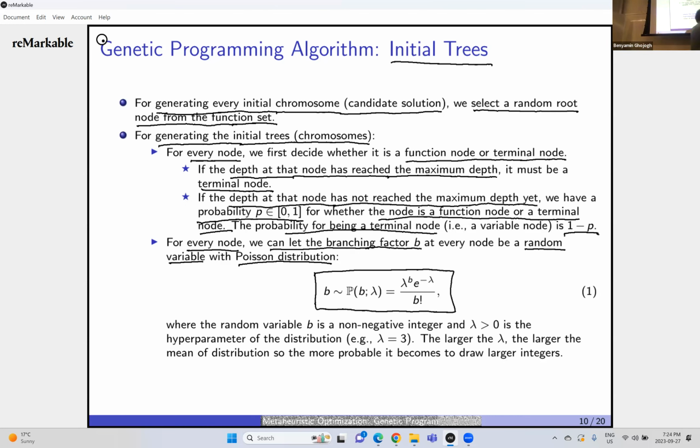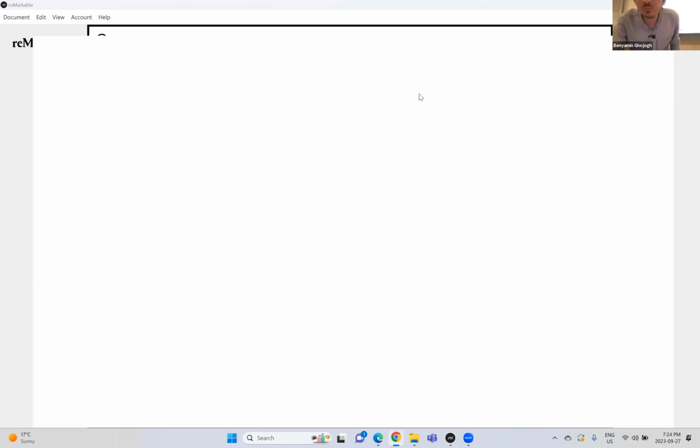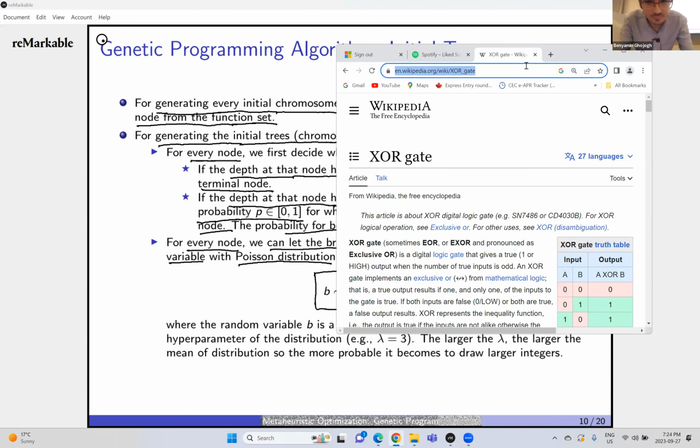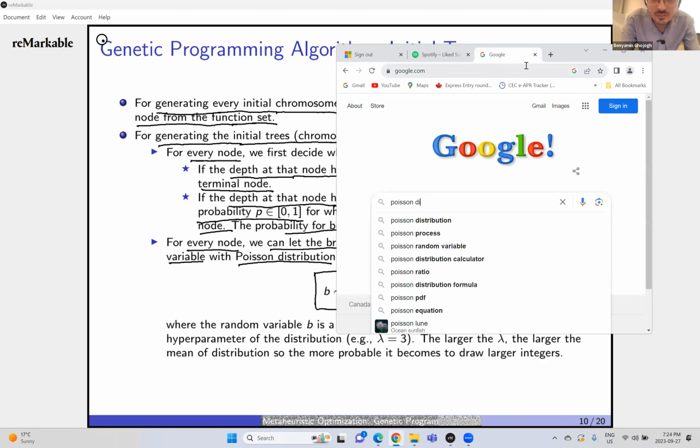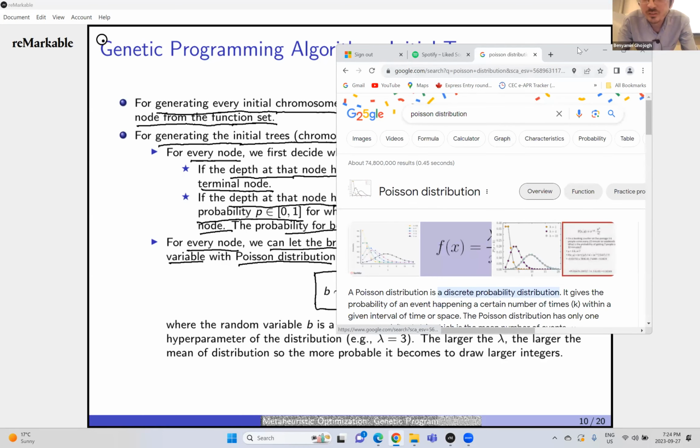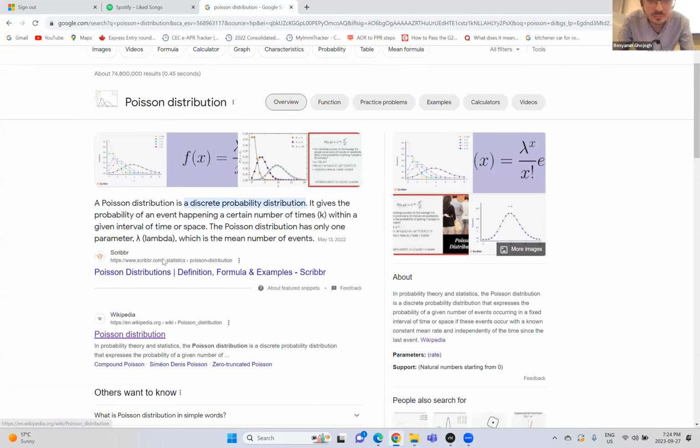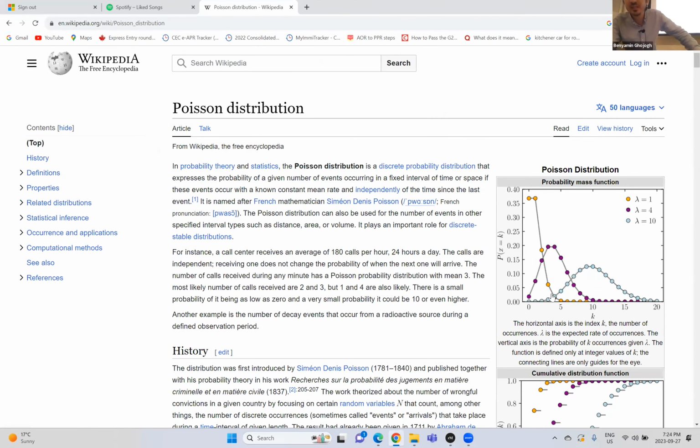Poisson distribution has some parameter lambda. So B is my random variable. In the denominator is B factorial. In the numerator, I have lambda to the power of B, e to the power of minus lambda. This is the expression for Poisson distribution. If you want to know how it looks, let's go to Wikipedia. This is Poisson distribution. As you see, here my K is B, the branching factor. And as you see, these are discrete.